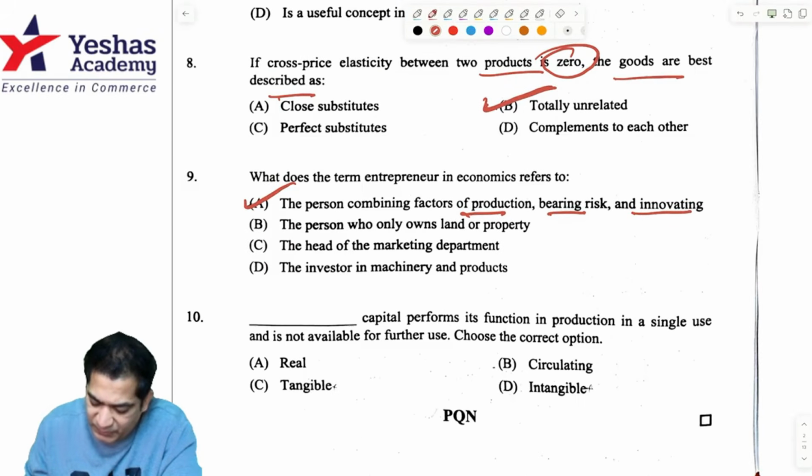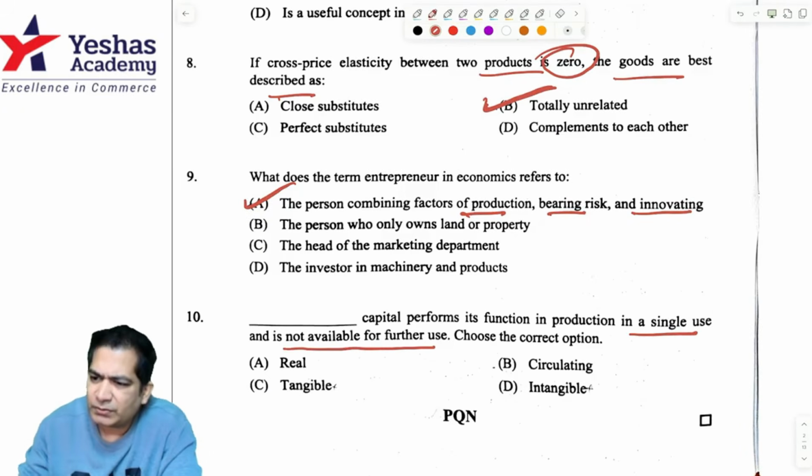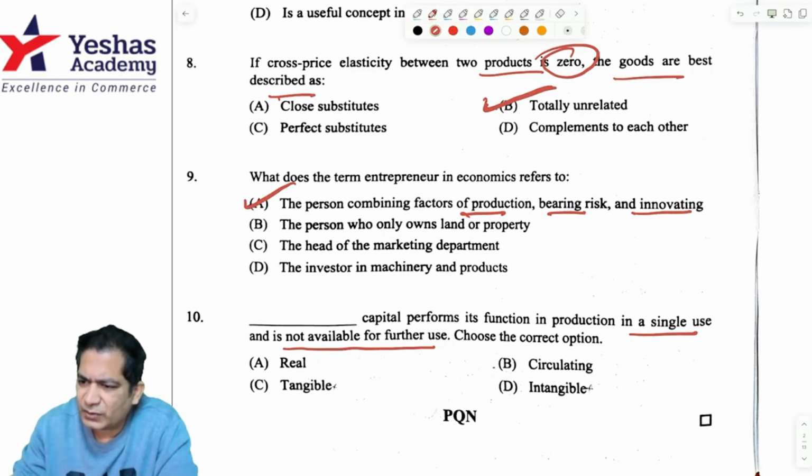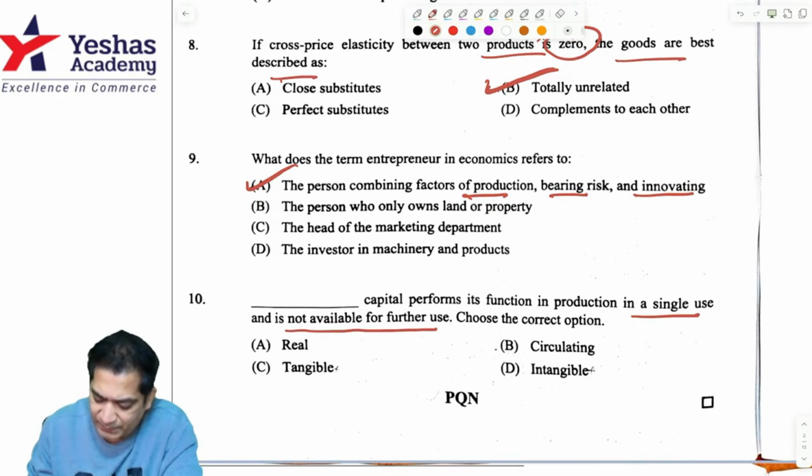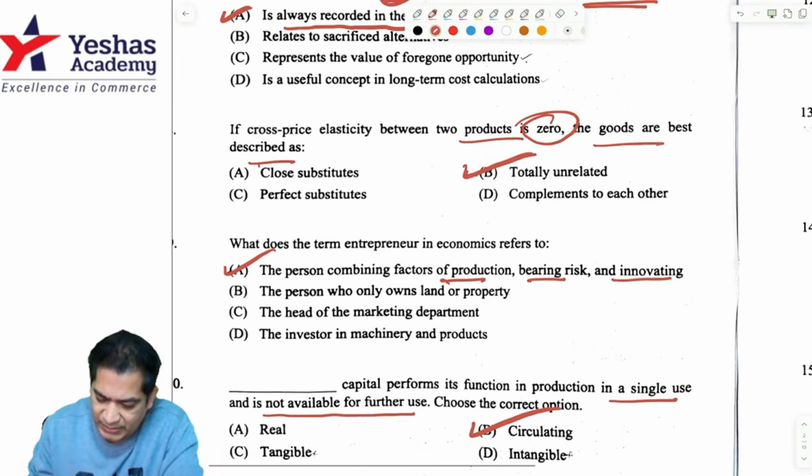Dash capital performs function in production in a single use and is not available for future use. What is it? I've told you: circulating capital, working capital, the amount of money that you spend on, for example, raw material. It is used. Now it has been transformed into finished good. You cannot use that money again. So circulating capital will be the answer.